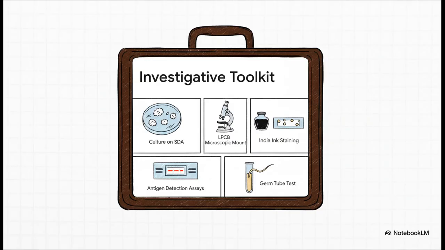Throughout all our investigations today, we've seen these key techniques in action. We culture the organism on SDA, we look at its structure with a microscope, we use special stains like India ink to see hidden features, and we run specific biochemical tests like the germ tube test to confirm an identity. Every single tool gives us another piece of the puzzle.